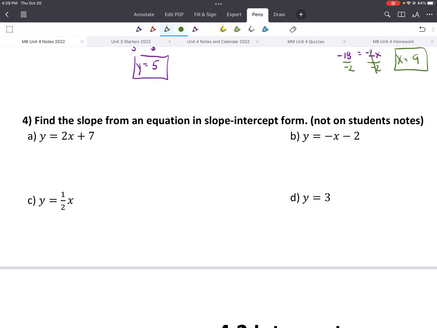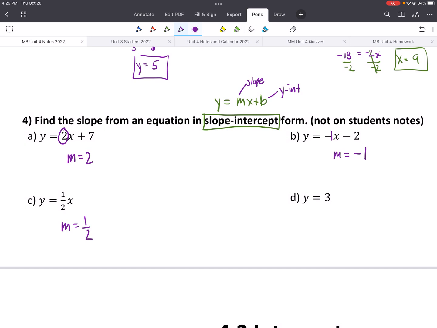So we're trying to find the slope from an equation in slope-intercept form. Slope-intercept form is y equals mx plus b. It's probably the most common linear equation. Okay, where m is your slope. b is your y-intercept. We'll talk about that in the next lesson. Okay, so slope is just what's in front of your x. So m here, slope is 2. Slope is 1/2. Slope here is negative 1. You don't see the 1, but we always have a number in front of variables.